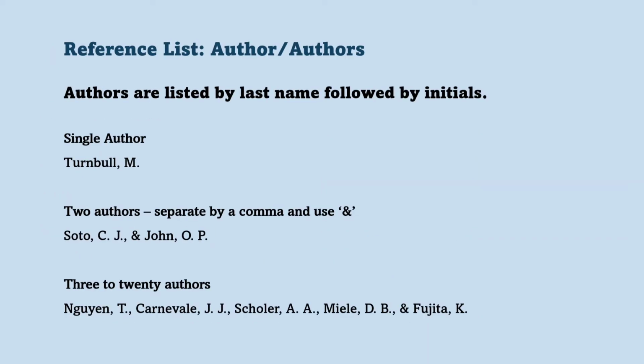Firstly, I will talk about how to write the author's name in the reference list. Authors are listed by last name followed by their initials, such as this. If you have two authors, separate them by a comma and use an ampersand between them. The same goes for 3 to 20 authors, but we only use the ampersand before the last author, such as this. And next, we will talk about the sources that are more commonly used.